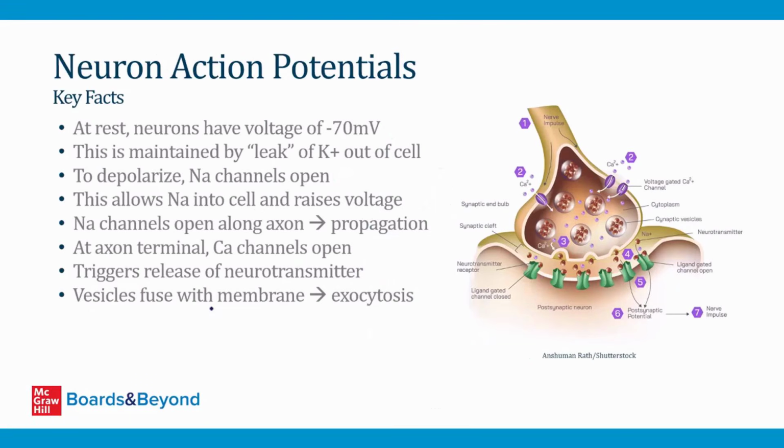So on this slide, what I've done is I've listed the key facts you want to remember about neuron action potential. So first of all, you should be aware that at rest, neurons have a voltage of -70 millivolts. And I didn't talk about this on the last slide, but the reason that the voltage is maintained at -70 is because there's always a leak of potassium ions out of the cell. This is going to make the charge across the membrane negative, and that's what gives you that -70 millivolt resting potential at rest. To depolarize, sodium channels have to open. This allows sodium into the cell, and that's what raises the voltage. And then what's going to happen is, as some sodium channels open in the axon, they are going to open other sodium channels further along the axon.